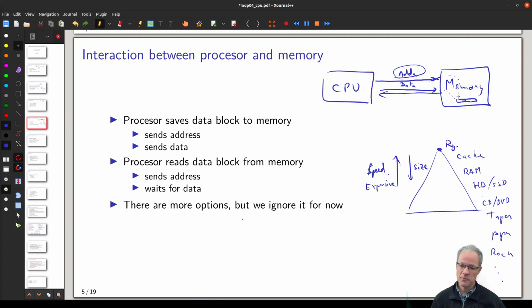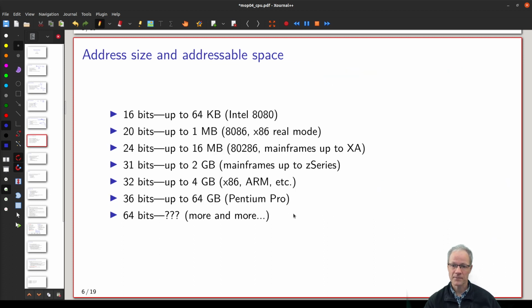Now, there could be more options. There could be other ways to access data. There is associative memory, for example, but that's not the subject for this class. We're going to keep it simple here.